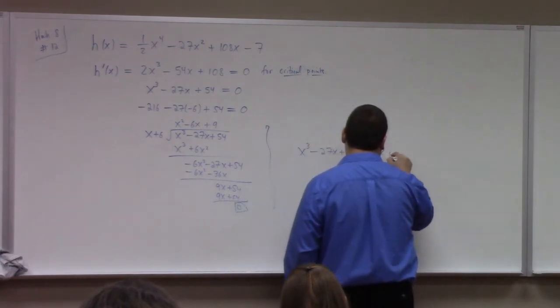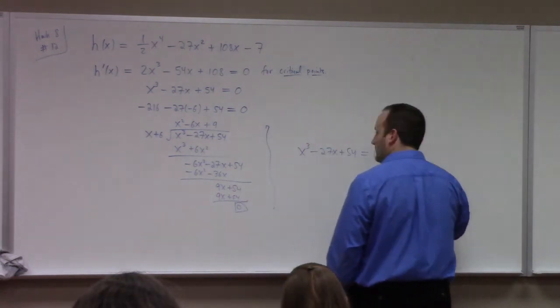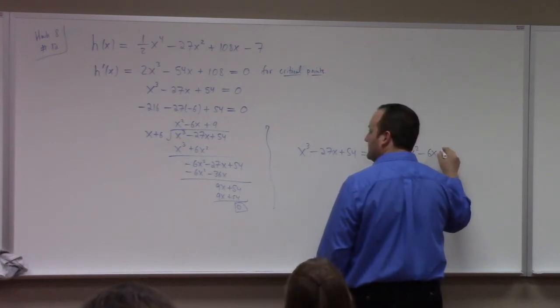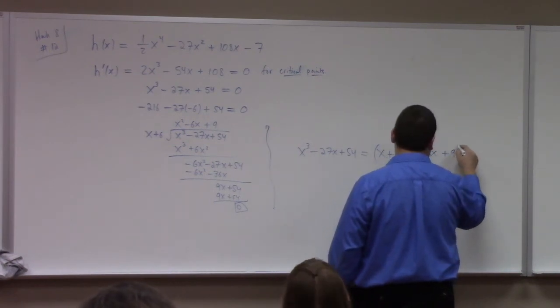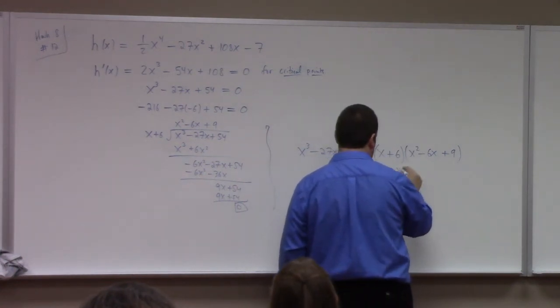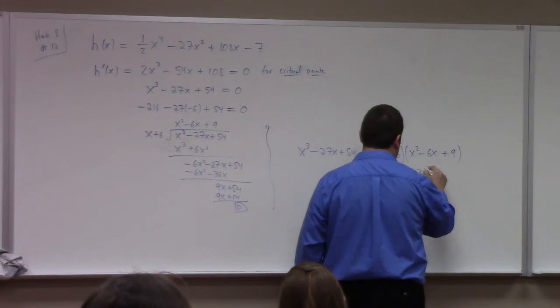Okay, so this little bit of long division tells me that my cubic is equal to x plus 6 times x squared minus 6x plus 9. Now that factors into x minus 3 quantity squared.